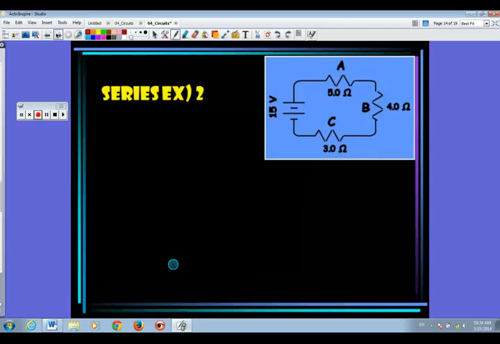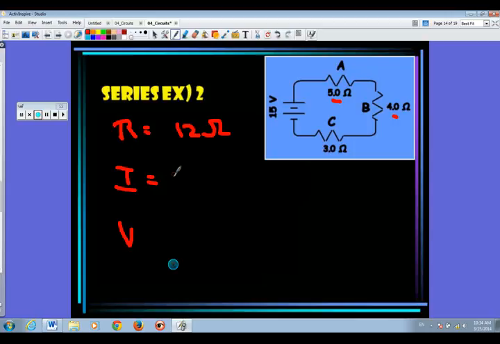Here's your second example. There's your resistance, current, voltage. Okay? Well, what's your total resistance? 5 plus 4 plus 3. How many is that? Your resistance equals 12 ohms.